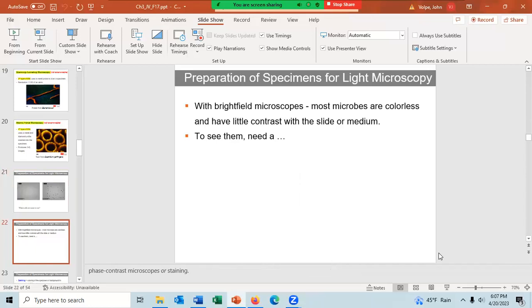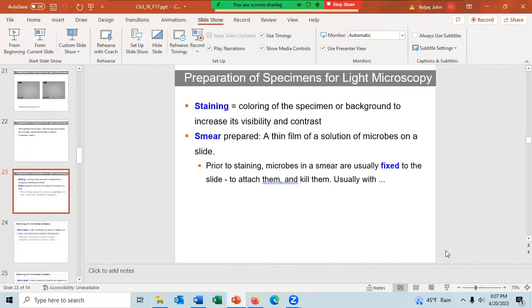So with bright field microscopes, most microbes are essentially colorless and have little contrast with the slide or the medium that they're in. To see them, you therefore need to stain the specimen. Staining is applying color to the specimen or to the background of the slide to increase the visibility simply by increasing the contrast between the specimen and the background of the slide.